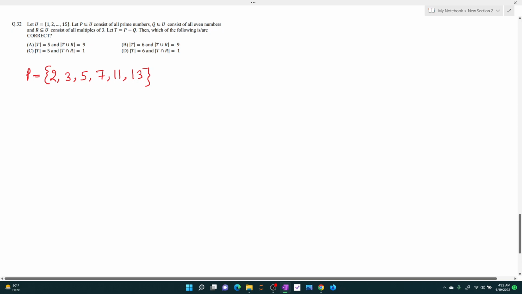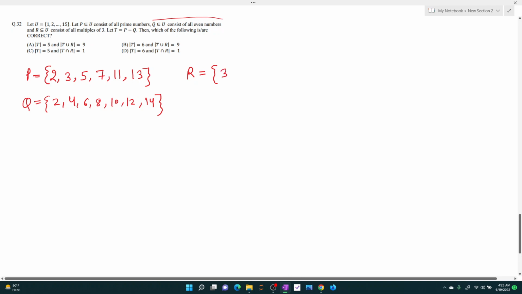And Q consists of all even numbers. Again, it is a subset of U, so it will contain numbers less than or equal to 15. So 2, 4, 6, 8, 10, 12, and 14 are the possible values, right? Now R is something which says, again it is a subset of U, but consists of all multiples of 3.